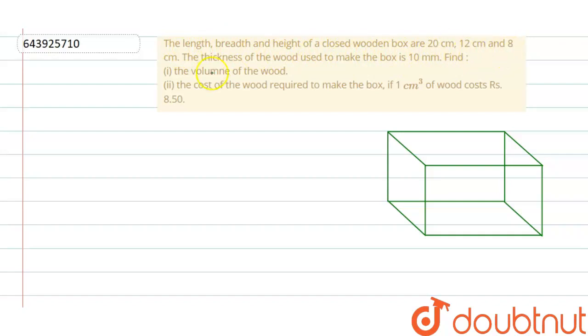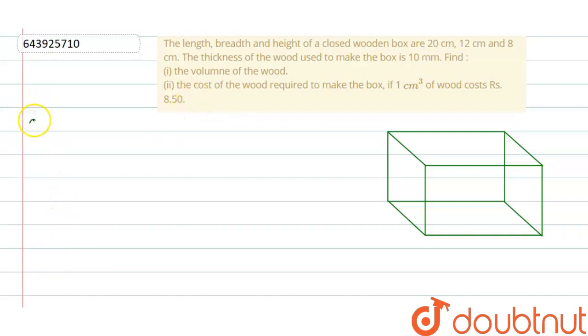So the question is: the length, breadth and height of a closed wooden box are 20 centimeters, 12 centimeters and 8 centimeters. The thickness of the wood used to make the box is 10 millimeters. And we have to find the volume of the wood. And the second part says the cost of the wood required to make the box, if 1 centimeter cube of wood costs rupees 8.5. So first of all, let's write down what is given to us.